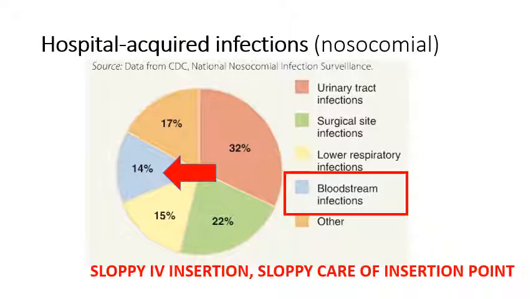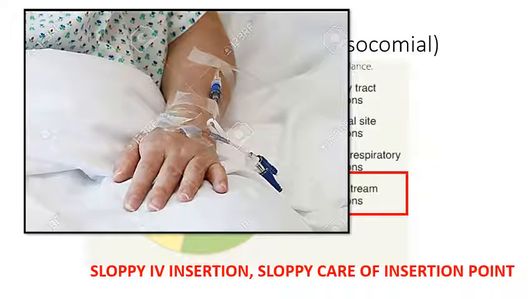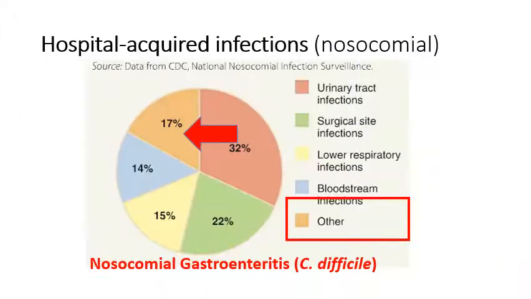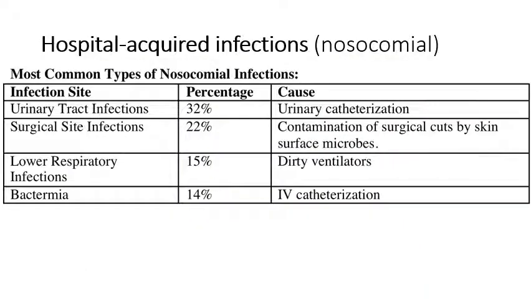Sloppy IV insertions are another cause. When you have an IV tube put into your blood so you can get drugs or saline into your blood, you have to make sure that the site where the needle is poking through your skin into your veins is kept clean. If that isn't done properly, then you get that type of infection. Other things usually include nosocomial gastroenteritis, which is caused by C. difficile. So this is again a table of the most common nosocomial infections.